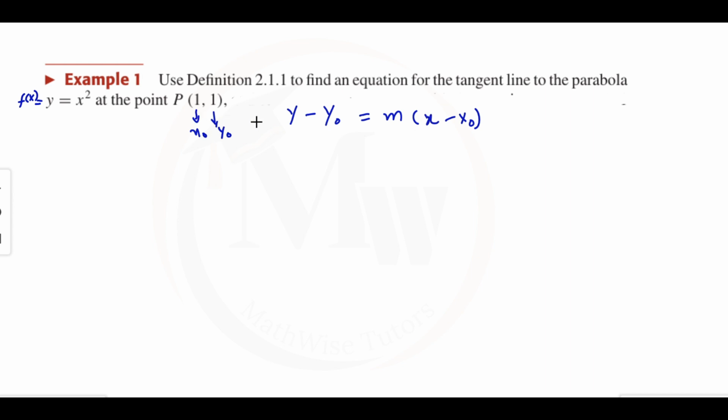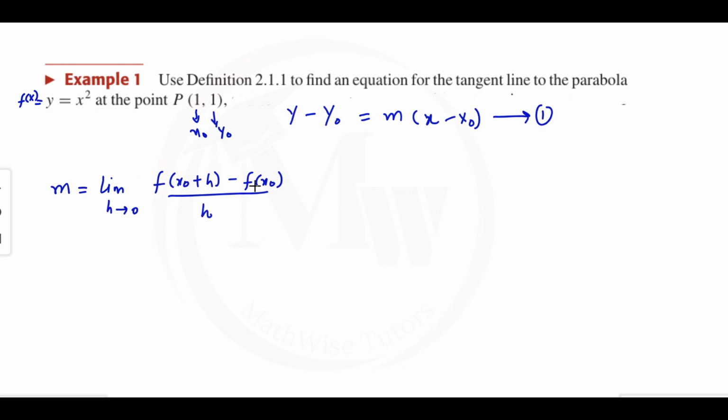X naught and y naught are given. We need to first find the slope of the equation. So let's call this equation 1 and first find the slope. As we know, the slope is equal to, okay, let's use the formula of h: limit h approaches 0 of f of x naught plus h minus f of x naught, divided by h, when h approaches 0. So we need to use this formula.